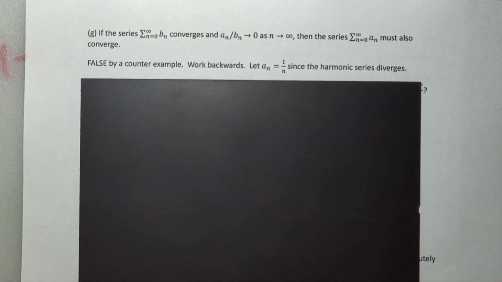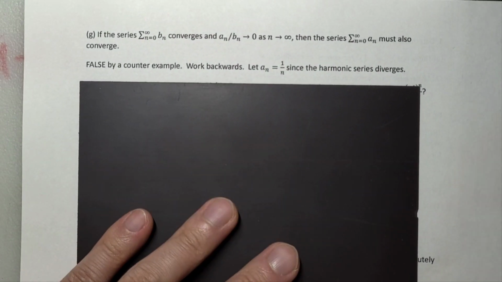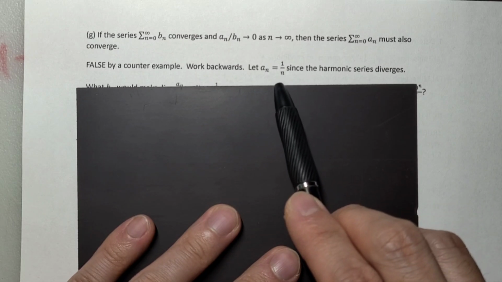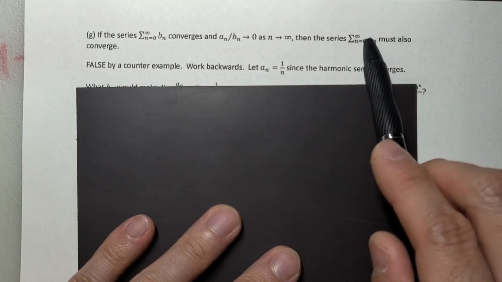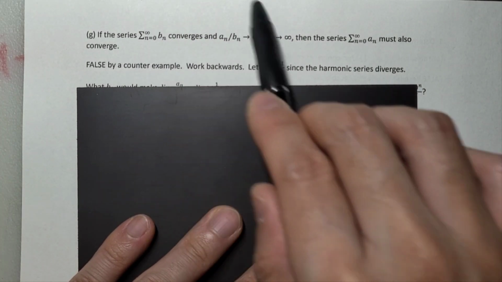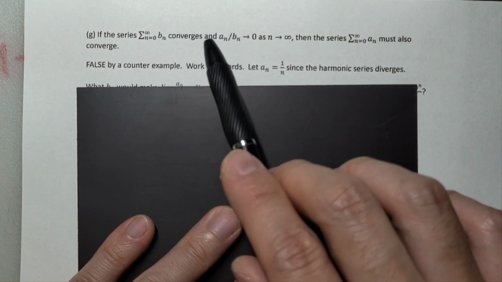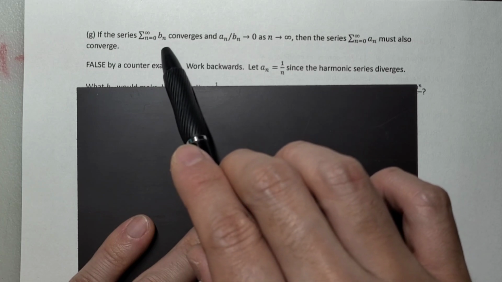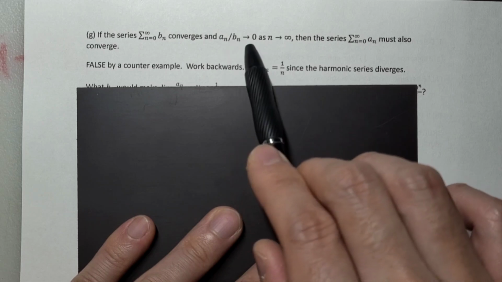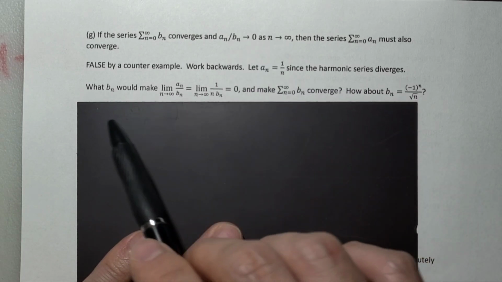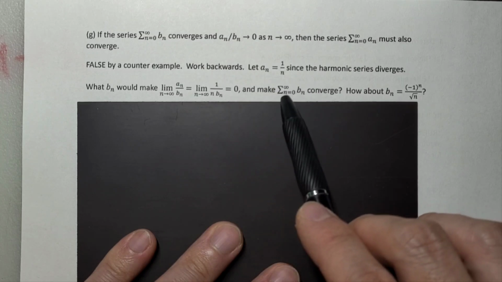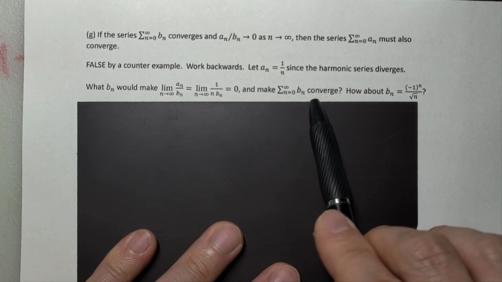Okay, so again, keep things easy. So if an is 1 over n, which we know diverges, so it's opposite of this already, so we want these still to be true. So can we get a bn such that bn converges and then an over bn approaches 0 as n approaches infinity? So that's why I said here, what bn would make this true? And bn itself, the series, converges.